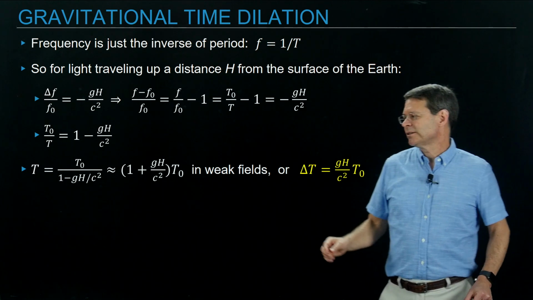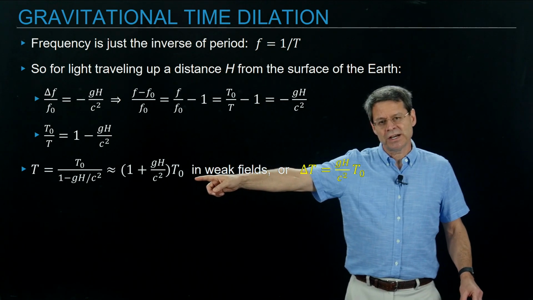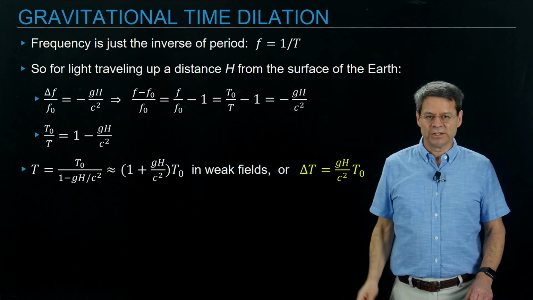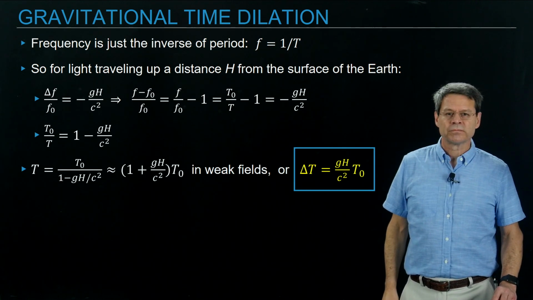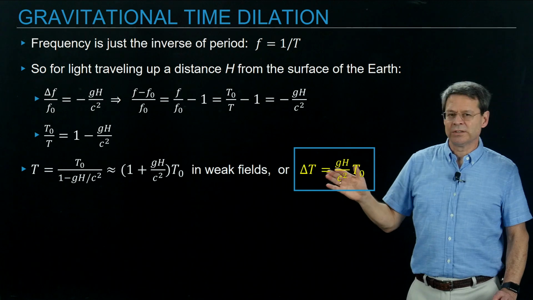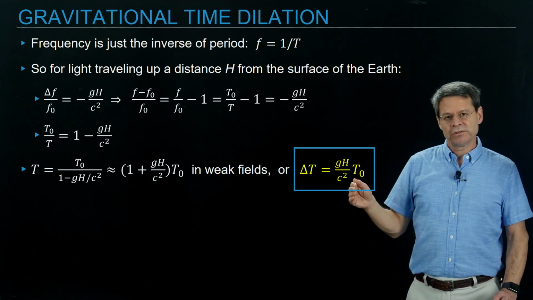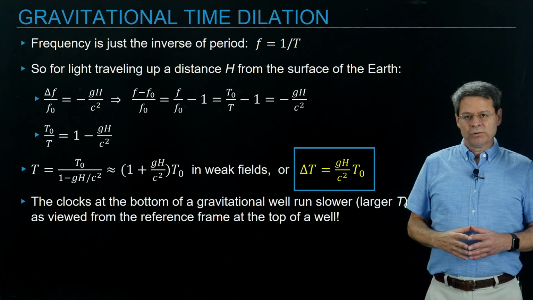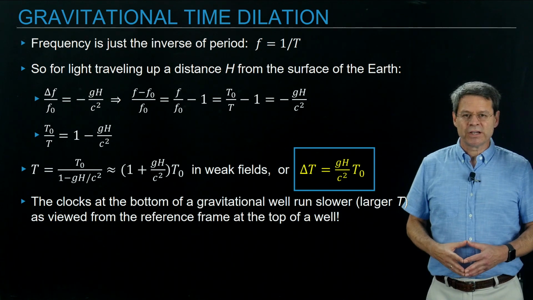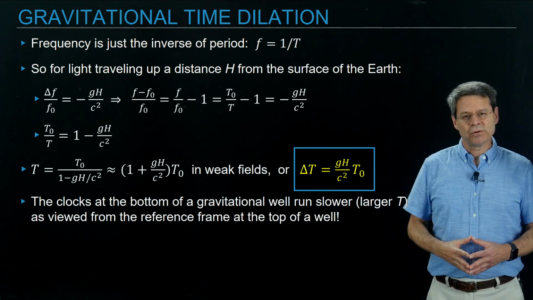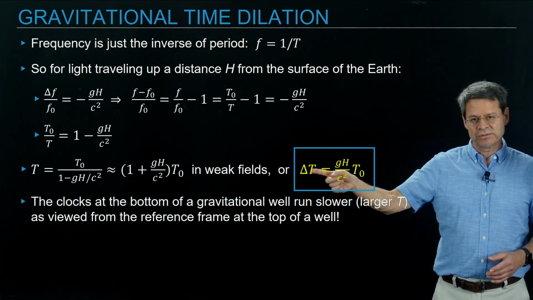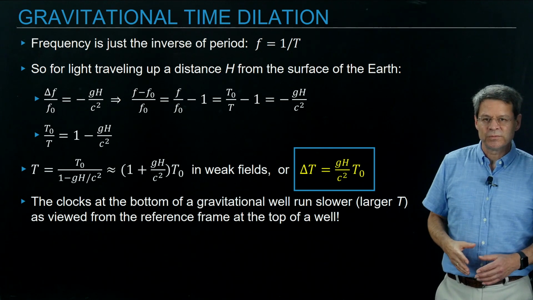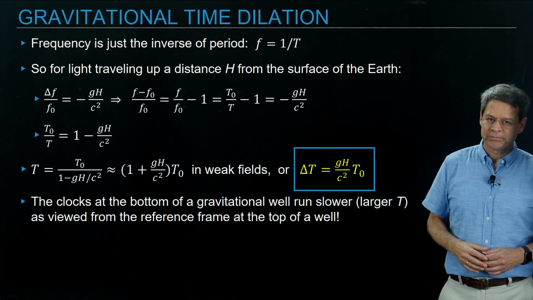And that lets me then write, if I subtract T naught off from both sides, T minus T naught is just going to be gh over c squared times T naught. So this equation here gives the change in the period time from the emitter's frame to the receiver's frame. So what that means is the clocks at the bottom of a gravitational well appear to run slower, meaning larger T, delta T is positive, so it's T minus T naught, appear to run slower as viewed from the reference frame at the top of the well.